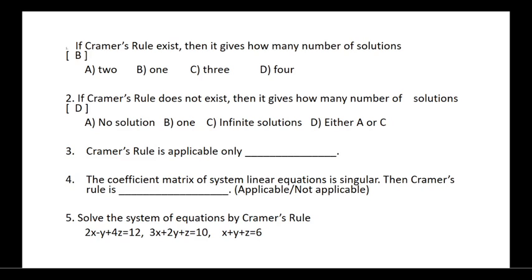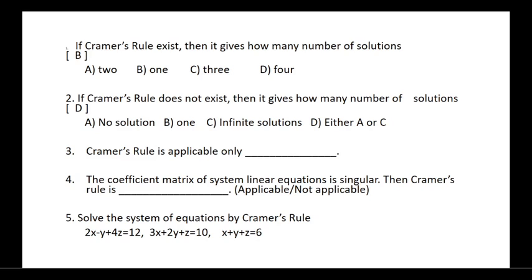Like that, we calculate delta 3. Delta 3 is the determinant of the coefficient matrix when the third column is replaced by the constant matrix. That is the determinant of 2, minus 1, 12, 3, 2, 10, 1, 1, 6. Calculating this determinant, it becomes 24.